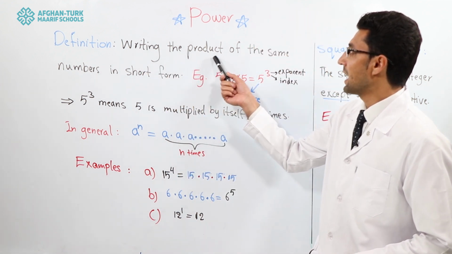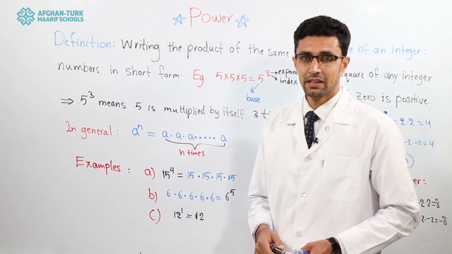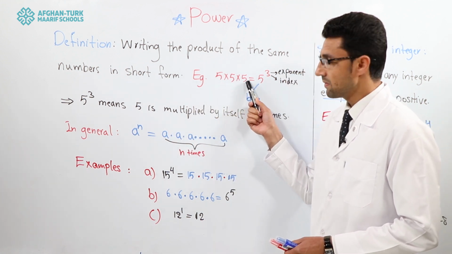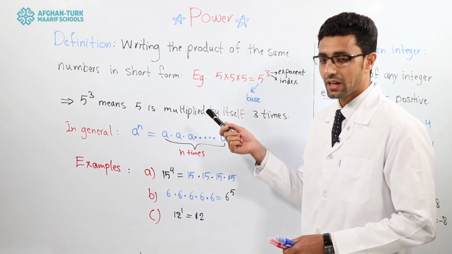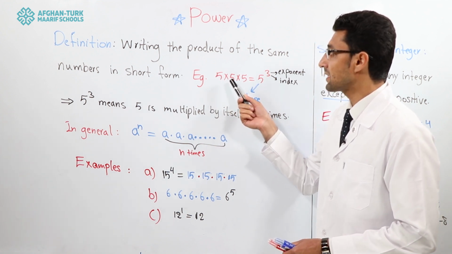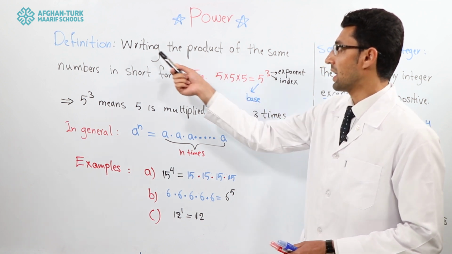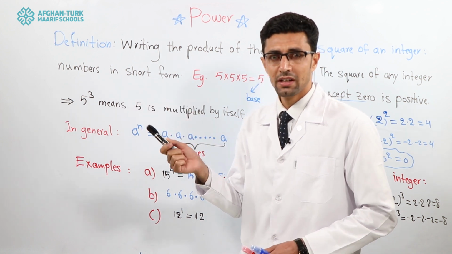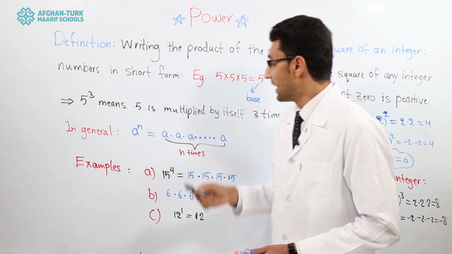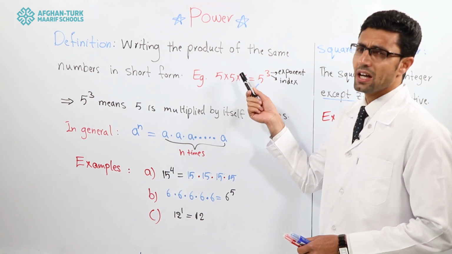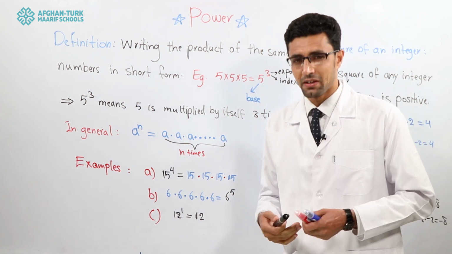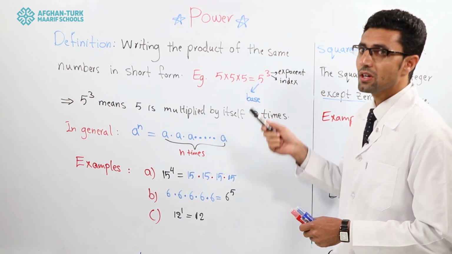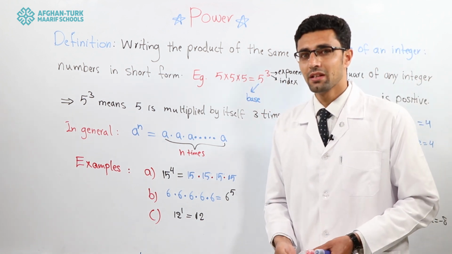Writing the product of the same number in short form. There are three numbers, the same number, 5, 5, 5. They are multiplied. If I write 5 multiply 5 multiply 5, I'm getting tired. But if I write 5 to the power of 3, that is very simple.